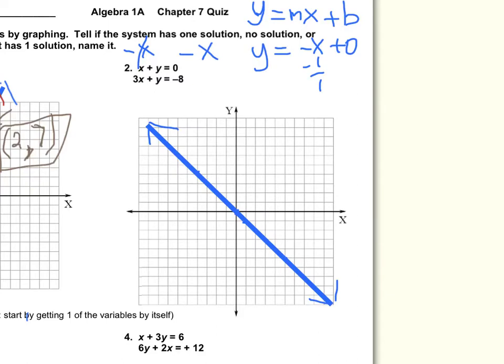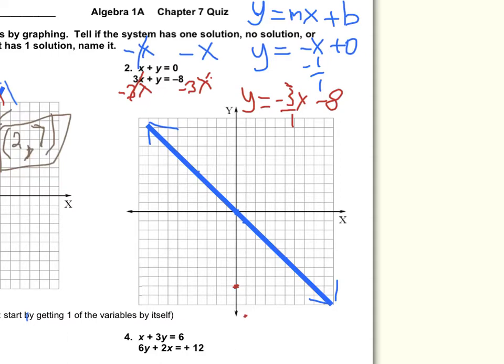The other equation, we got to get y by itself also. So we're going to subtract the 3x. When I rewrite that, it says y equals -3x minus 8. So with that one, I will start down at -8. And this has a slope of -3, as in -3 over 1. So I go down 3 over 1. I would end up somewhere around there.